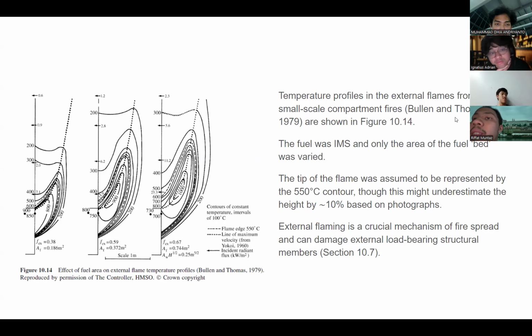The temperature profiles in the external flames from three small-scale compartment fires, according to Bullen and Thomas, are shown in the figure on the left side, where the fuel was IMS and only the area of the fuel bed was varied. The tip of the flame was assumed to be represented by the 550 degrees Celsius contour, although this underestimates the height by around 10% based on the photographs. External flaming is also a crucial mechanism of fire spread and can damage external load-bearing structural members, according to section 10.7. Next.